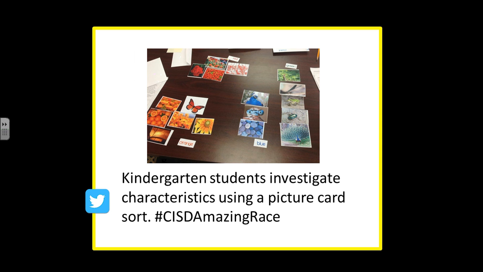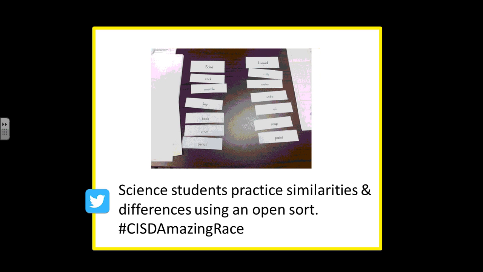Here's another one. This time it might be that kindergarten students investigate characteristics using a picture card sort. Hashtag CISD Amazing Race. And in this one you can see that they were simply just looking for those characteristics, the characteristics that those pictures had in common, and start to look at categorizing them based on, this time it was based on color.